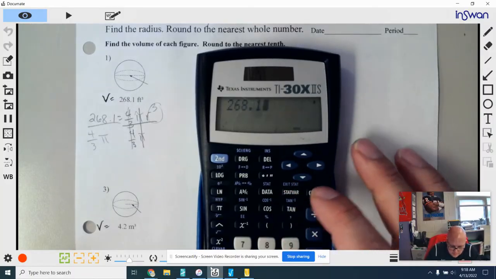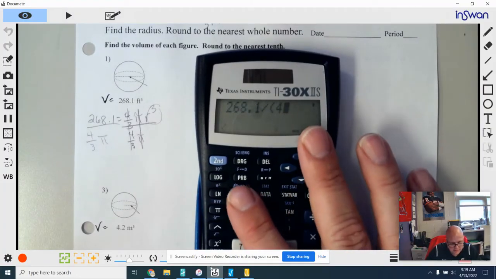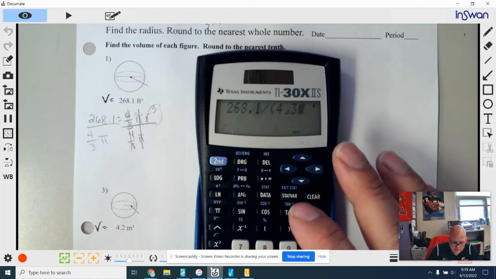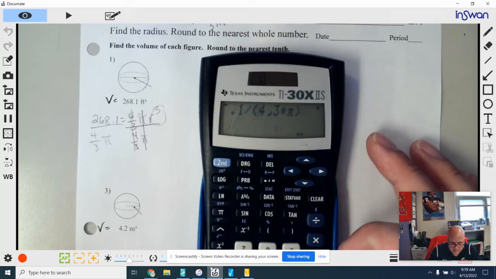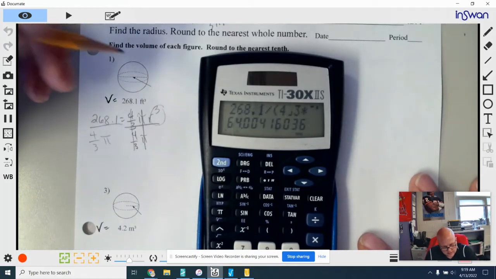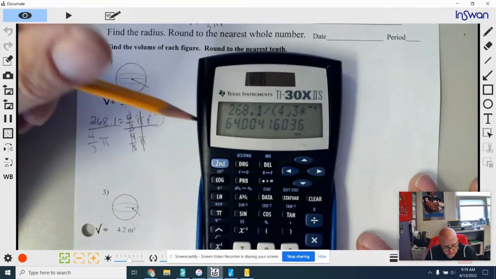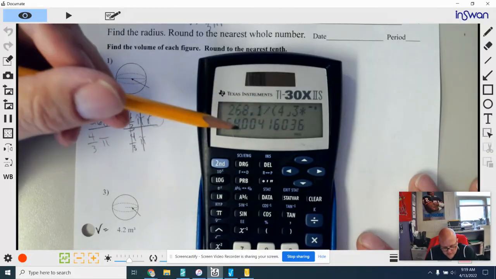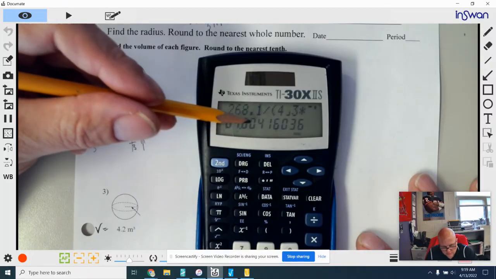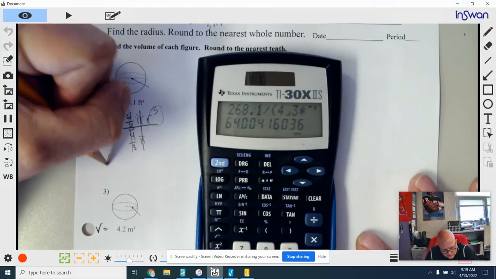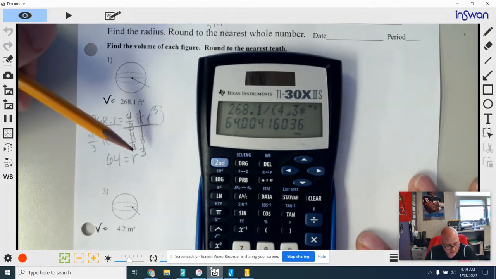All right, now on my calculator, we're going to go ahead and type in 268.1 divided by, let's use our parentheses, so opening parentheses, 4, fraction key, 3, and then times pi, closing parentheses. And you see what we get there? We get about 64.004. Because we're using the pi key, you're going to get a kind of weird long decimal. But I want you guys to just take it to the nearest whole number. So at this point, it'd be 64.004. We're just going to say 64 equals r cubed.